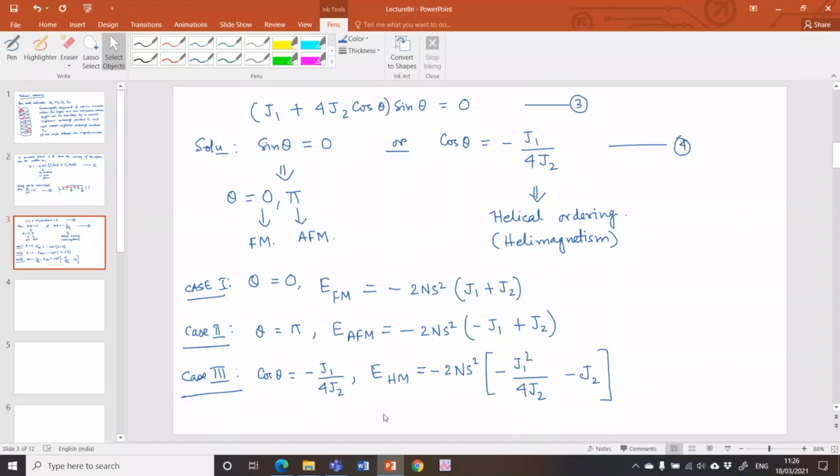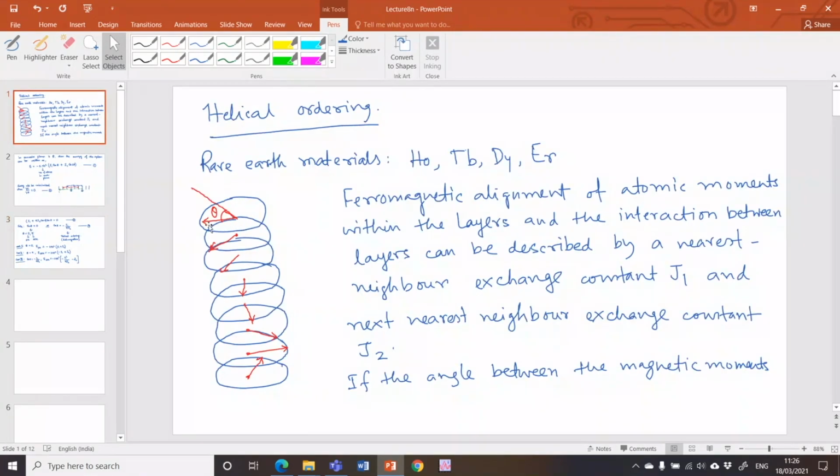Sir, zero is for the parallel spins, no? Like if the exchange spins are parallel, then it will be ferromagnetic, and if they're anti-parallel, then they're antiferromagnetic. And in between them, it will be helical, as you said. Clear now? Yes, sir, clear. See, I've drawn here the vectors.